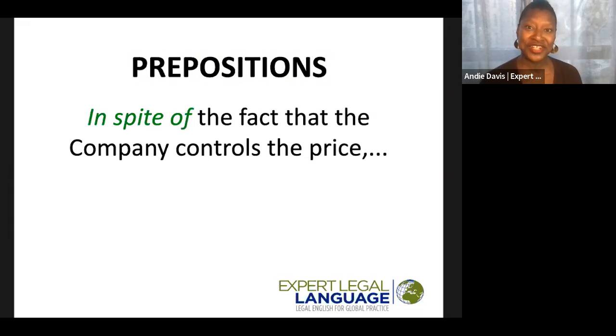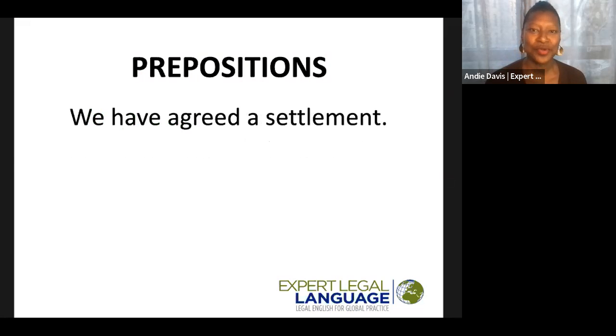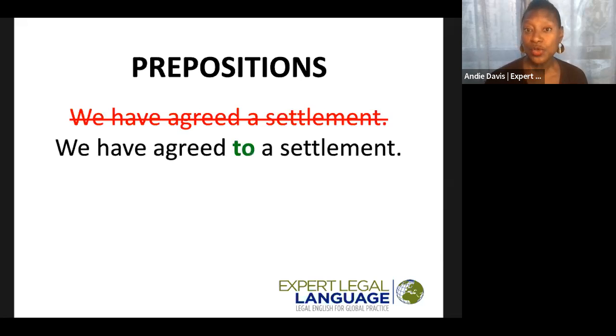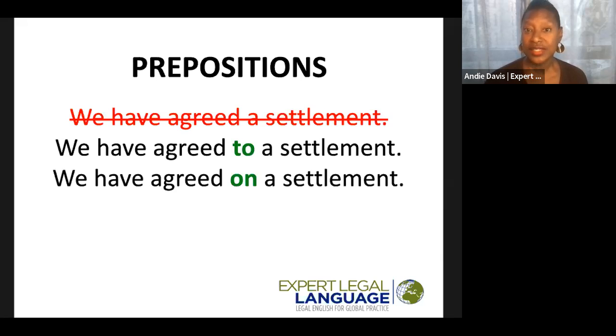Either one of those would have been correct. Despite of, we don't say it in English. Here's another one. We have agreed a settlement. In English, would we say this? No. Now, I know that in some Romance languages, French, for example, it is possible to say the equivalent of this sentence in French. We have agreed a settlement. In English, you must either agree to something or agree on something.